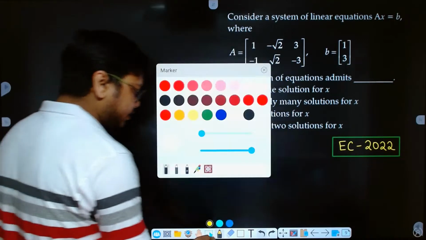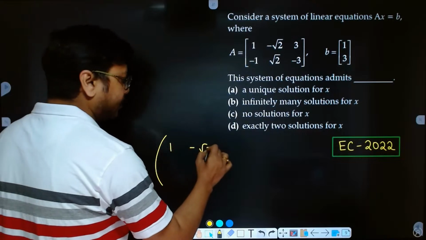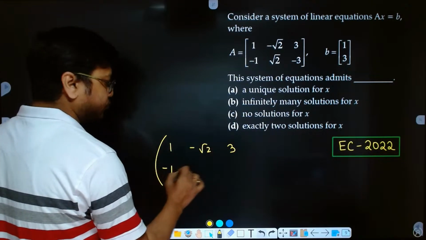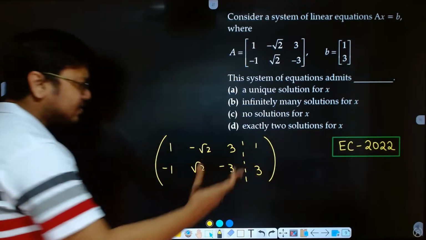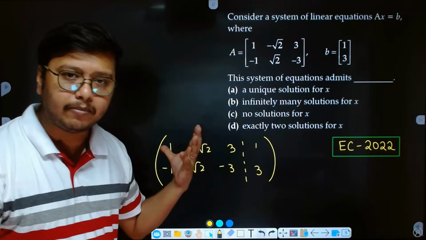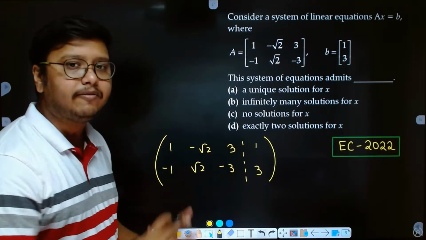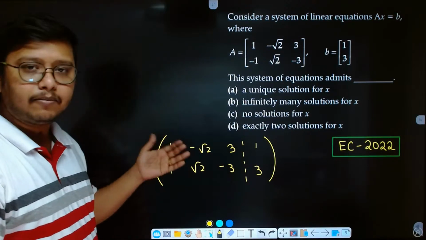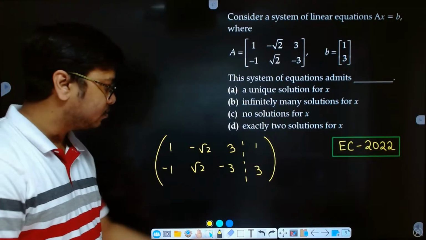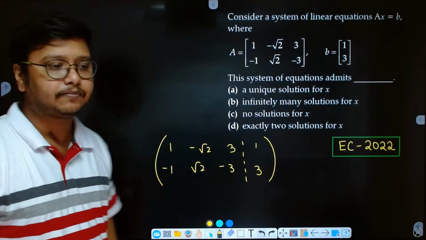So the first thing you should be doing is write this in the augmented form. 1, minus root 2, 3; minus 1, root 2, minus 3; augment 1, 3. Do some row operations. Obviously here your determinant concept will not work because this is not a square matrix. So the only way to do it is rank. So rank operation should be easy. If you just add up the two rows, one of the rows is becoming 0 and something is going to remain over there. So just make your conclusion from here quickly.